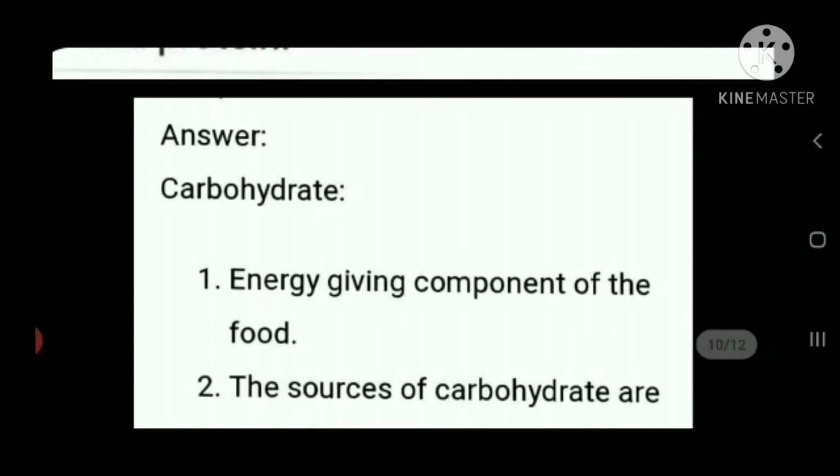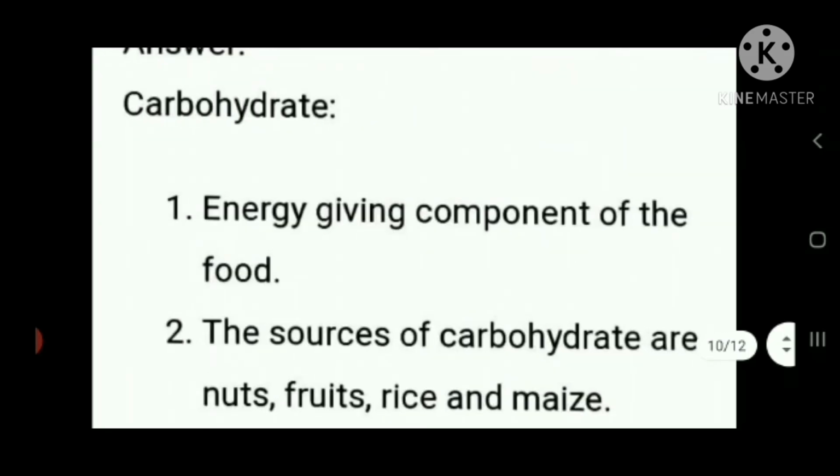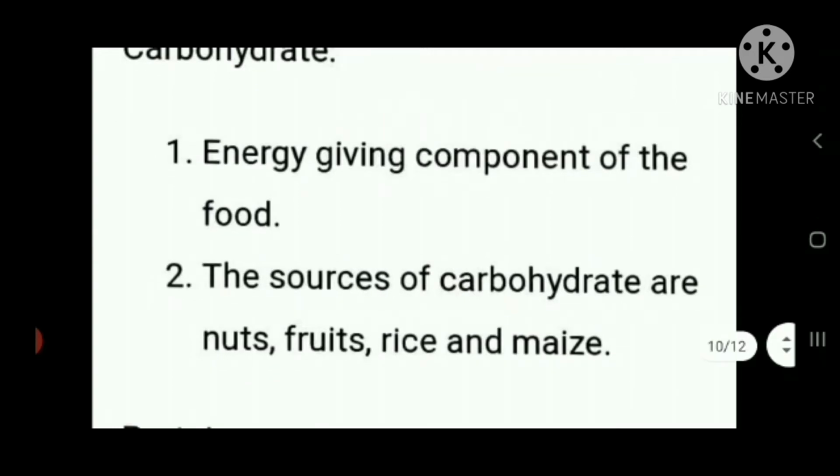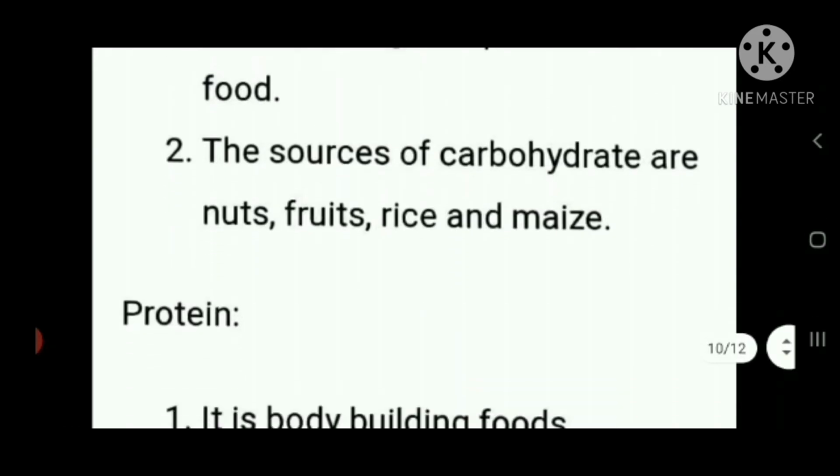Carbohydrate is an energy giving component of the food. Carbohydrate will give energy to our body. Then the second point is, the sources of carbohydrates are nuts, fruits, rice and maize.